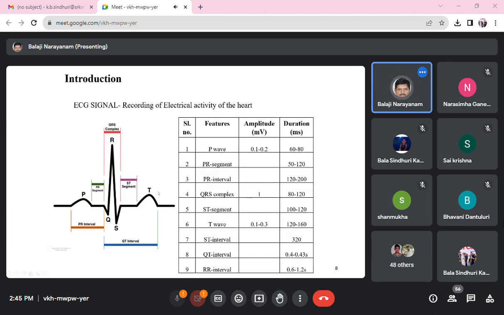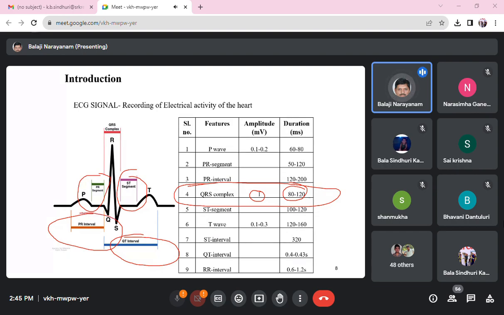Particularly, observe the fourth item, where you can see a QRS complex, which I am highlighting. It has an amplitude of 1 and a duration of 80 to 120 milliseconds. Similarly, you can see there is a PR segment and an ST segment. This is how a typical ECG waveform looks, with the QRS complex, PR segment, ST segment, and the corresponding PR intervals and QT intervals highlighted here.